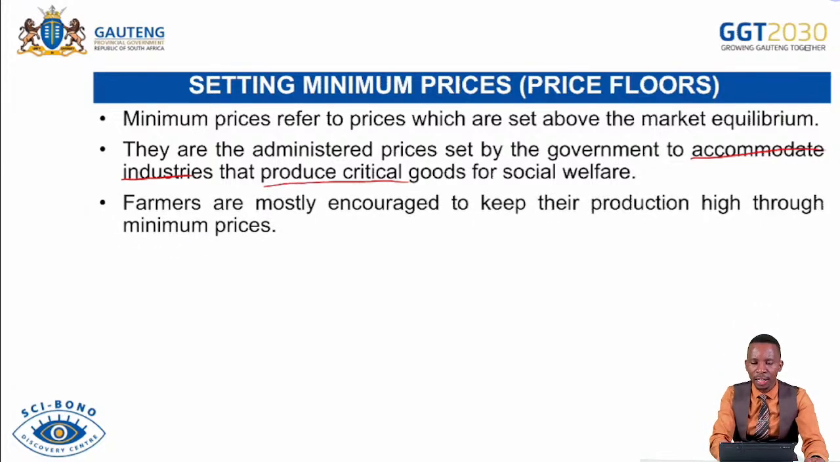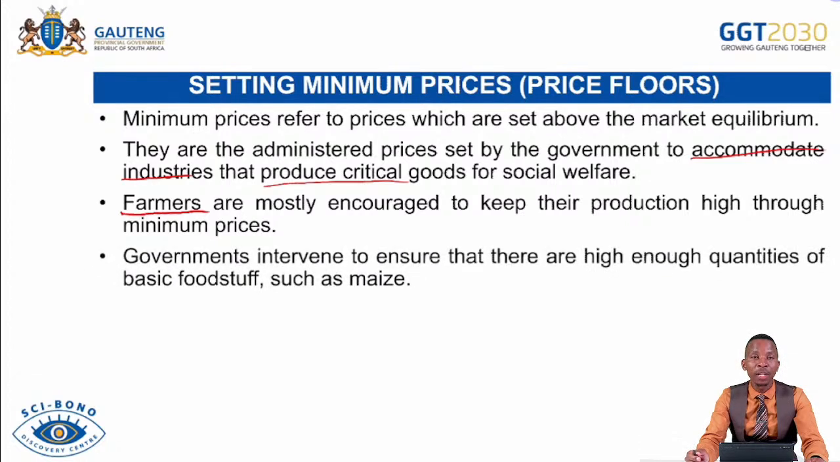Farmers are mostly encouraged to keep their production high through minimum price. So farmers are the ones that are mostly encouraged to keep their production high because their goods are sold at the minimum prices. For example, we talk about the likes of maize meal and whole wheat. Government intervenes to ensure that there are high enough quantities of basic foodstuff such as maize meal.